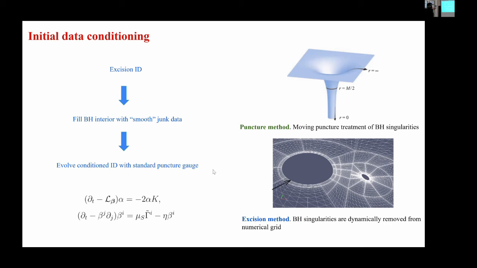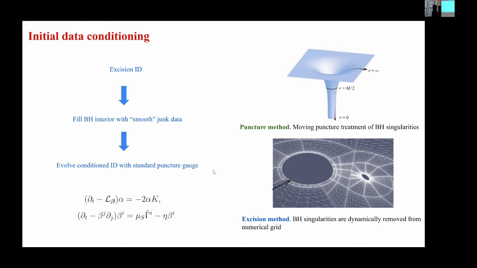It's like excision without excision, but you don't have to actively do this. This is automatically done by the way this initial data is represented, and importantly by using this dynamical gauge condition. And so this is what we do. We use this excision initial data from the other three solvers that we have. We fill this and then use this gauge choice.